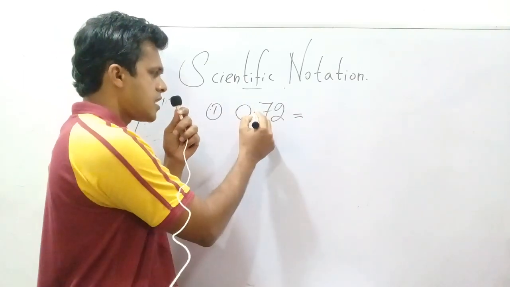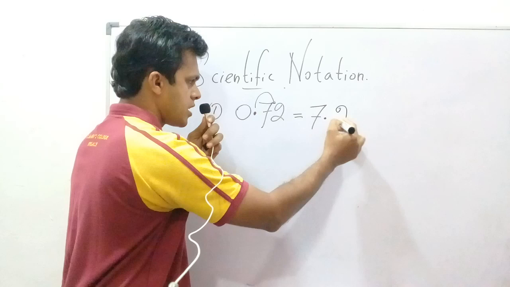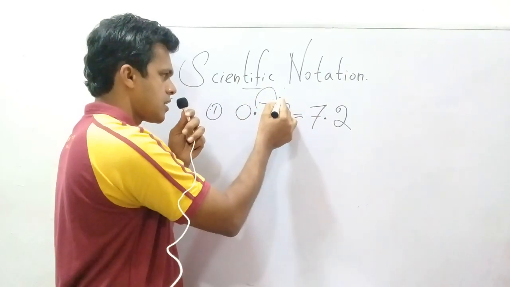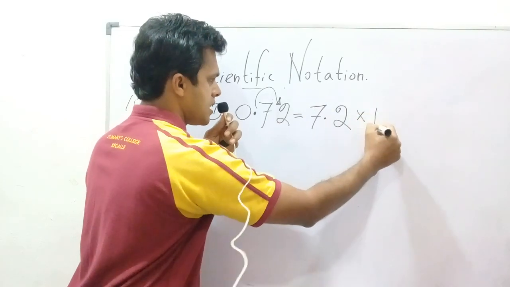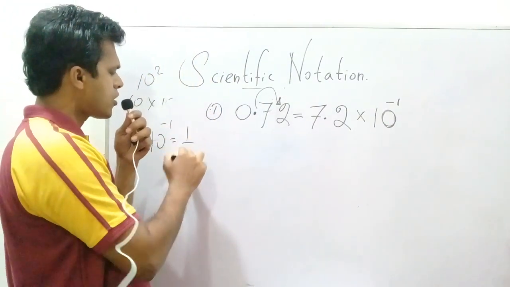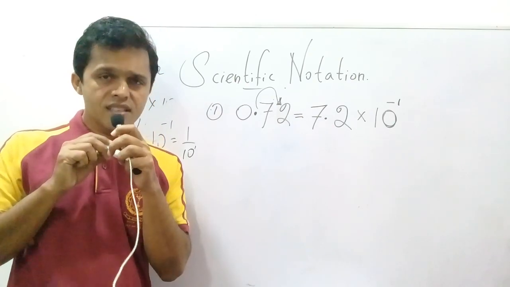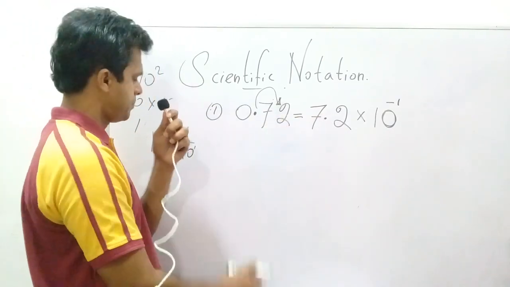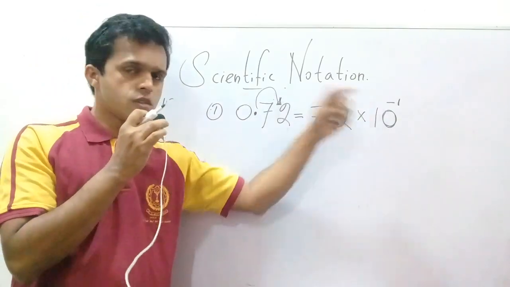0.72. Now the decimal point goes to the right side. Every time the decimal point should be written between the first two digits. The decimal point comes here, between 7 and 2. It goes to the right side. So it is written 10 to the power minus 1. You know, 10 to the power minus 1 means 1 over 10. In the previous lesson on indices, you learned the way of writing negative indices as positive indices. After writing 0.72 in scientific notation, you could write 7.2 into 10 to the power negative 1.